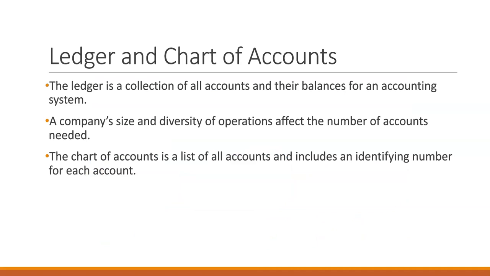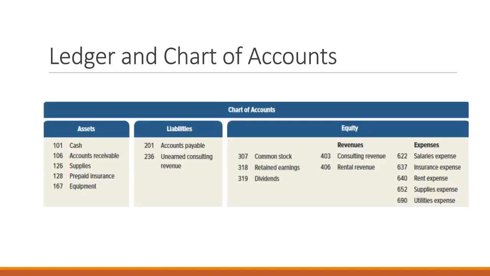Okay. The general ledger, as you remember, is the collection of all accounts. A chart of accounts is a list of all accounts and a coded number that goes with the account. So this is a tracking system. You can see in this example here, all asset accounts start with a 1. All liability accounts start with a 2. All stock accounts, regular equity accounts, start with a 3. Revenue accounts start with a 4, and expenses start with a 6.